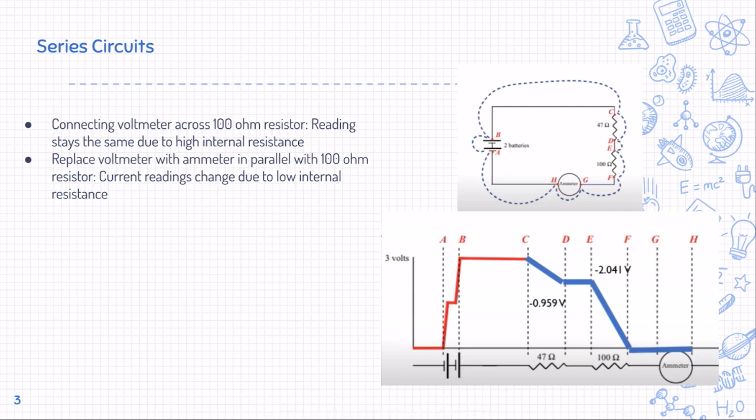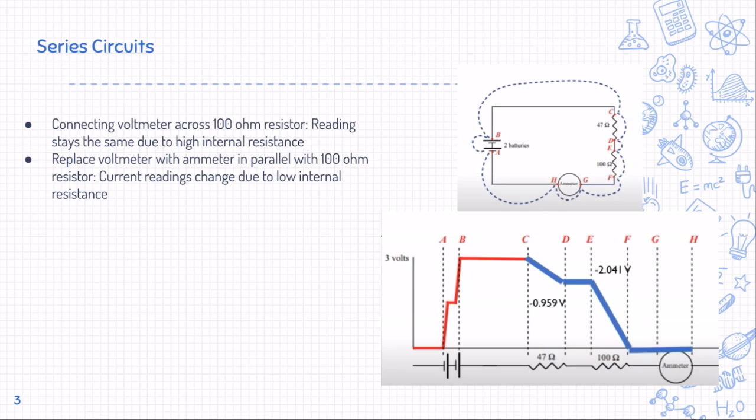So first we set up series circuits. We connected a voltmeter across a 100 ohm resistor, and the reading stayed the same due to high internal resistance. We then replaced the voltmeter with an ammeter in parallel with a 100 ohm resistor. The current readings changed due to a low internal resistance.